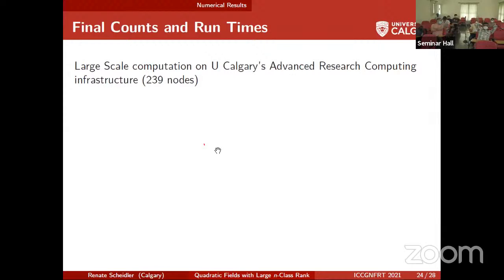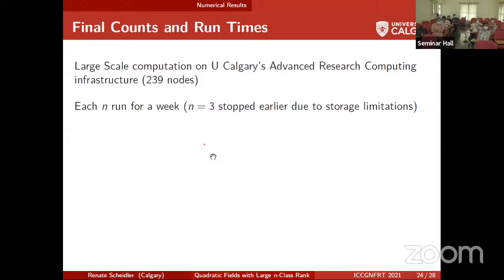And let me give you approximate figures. So we ran each n for about a week, and then we stopped it. I mean, you can run this forever, right? But at some point you get so bogged down with class group computation and stuff, you just stop it. For n equals 3, we stopped earlier because we found so many discriminants that we ran out of memory to store them. So for n equals 3, this algorithm is like a firehose. It spits out discriminants at an unbelievable rate. But as the n class rank increases, it gets a little bit more manageable.